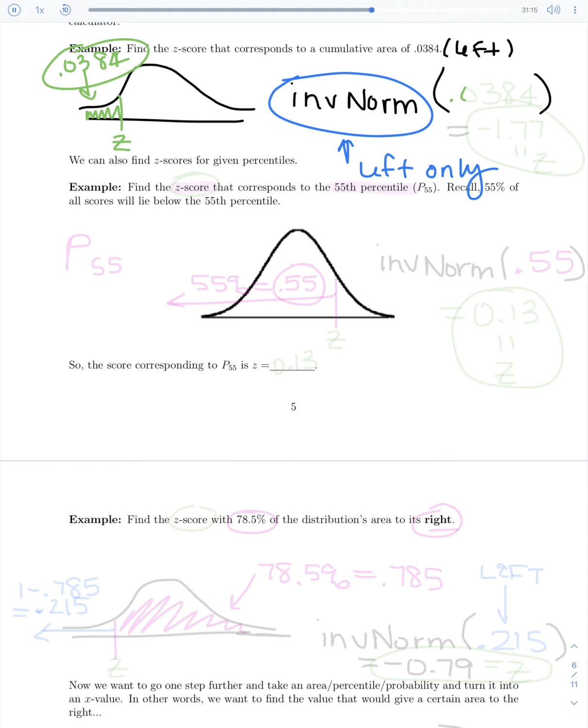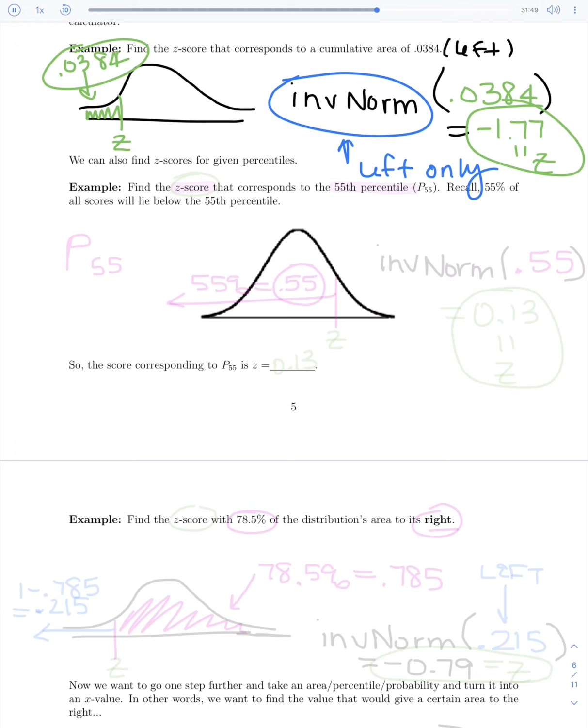It's 0.0384. So if you go ahead and plug that into your inverse norm, it will go ahead and calculate your z-value for you. So go back to your calculator, do your inverse norm of 0.0384. And what you get is negative 1.77, and that is your z-value or z-score that has an area to the left of 0.0384.